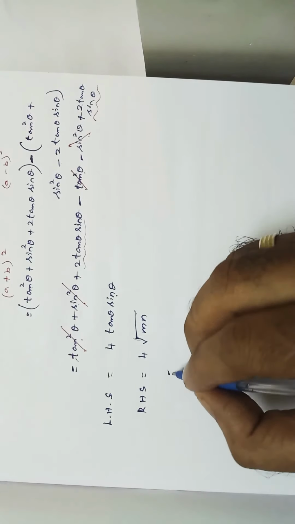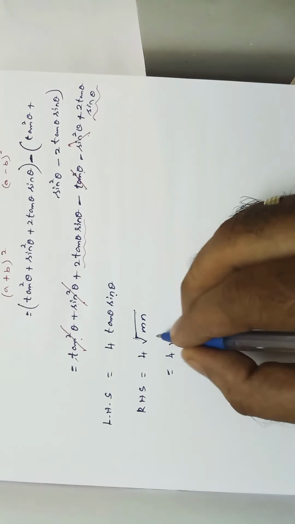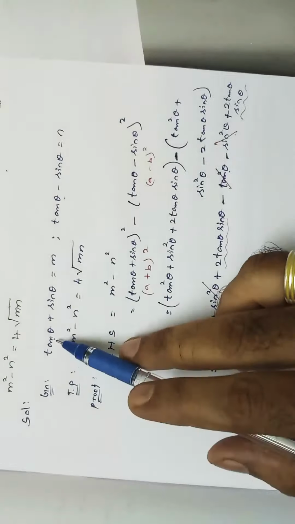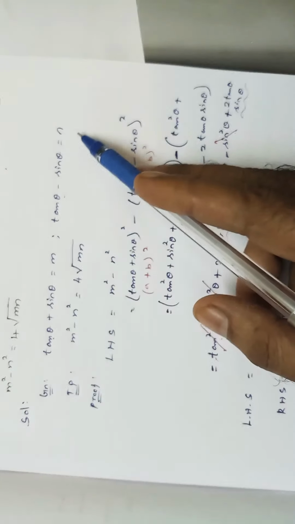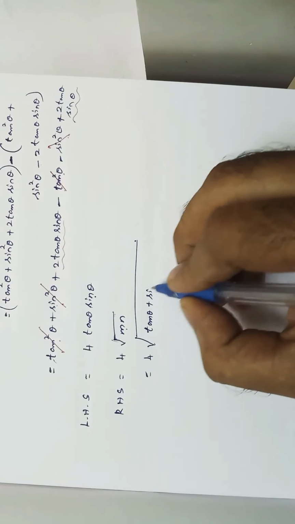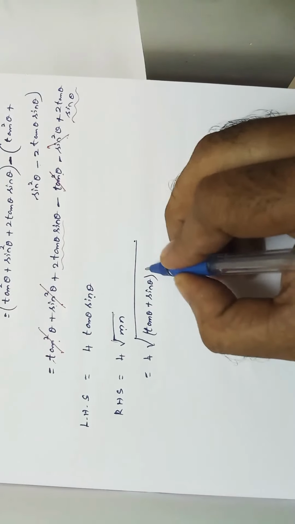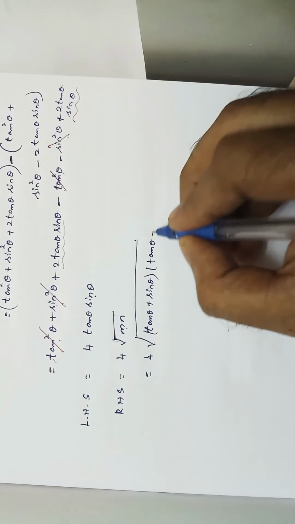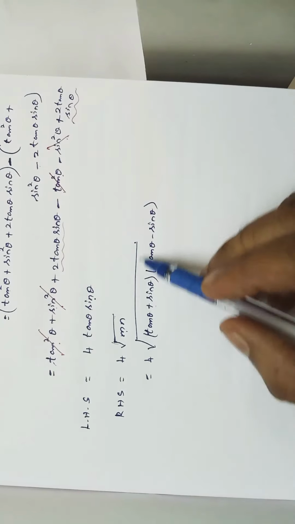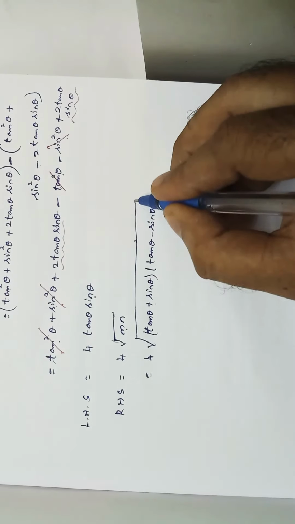Okay, you just substitute and simplify. 4 into root of, what is the value of m? M is equal to tan theta plus sin theta, and n is equal to tan theta minus sin theta. Substitute. So tan theta plus sin theta into tan theta minus sin theta, right?